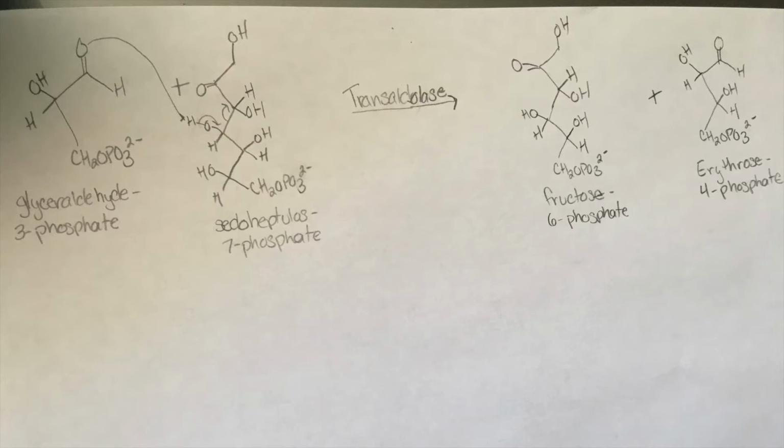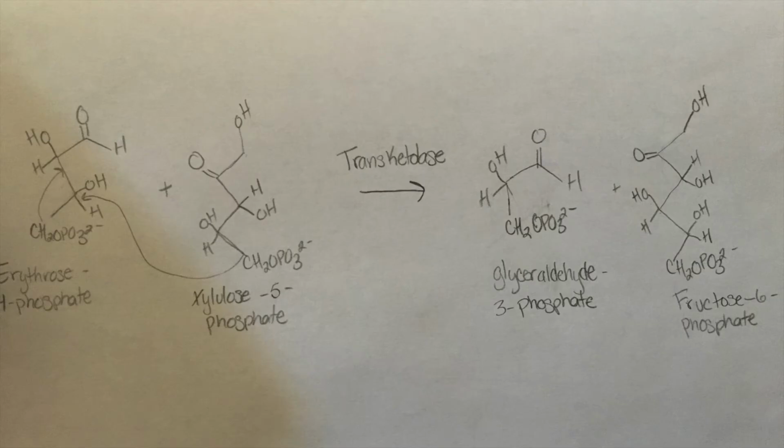the glycolysis cycle. Finally, erythrose 4-phosphate and xylulose 5-phosphate are reacted with the transketolase to create glyceraldehyde 3-phosphate and fructose 6-phosphate. A carbon from the erythrose 4-phosphate is added to the xylulose 5-phosphate to create these products. Both glyceraldehyde 3-phosphate and fructose 6-phosphate may now enter the glycolysis cycle to be used by the cells.